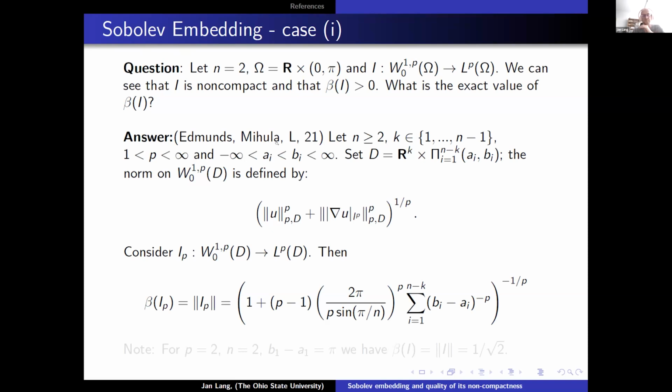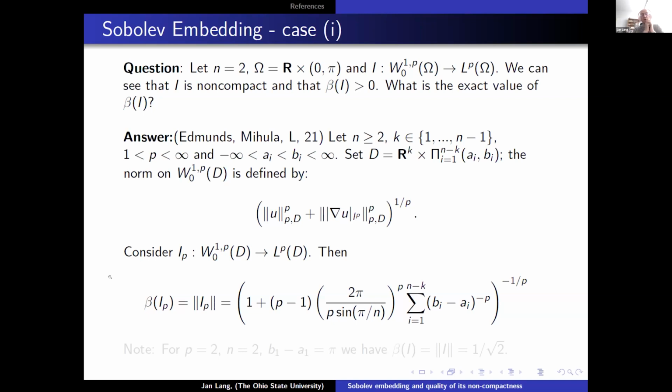We pick up some domain D, which was something like an n minus k dimensional rectangle, and it's going to be stretched in k dimensions. We pick up this domain D, and on this domain we pick up this Sobolev norm. W^{1,p}_0 was defined by this Sobolev norm, and we considered the Sobolev embedding.